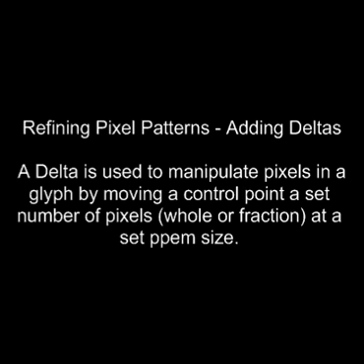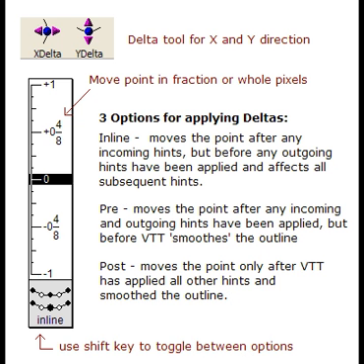After hinting a glyph, review all ppm sizes likely to be displayed on screen. If a particular size does not look good, you may want to adjust its pixel pattern by adding a delta. A delta is used to manipulate pixels in a glyph by moving a control point a set number of pixels, whole or fraction, at a set ppm size. The delta tool is available for both X and Y hinting.